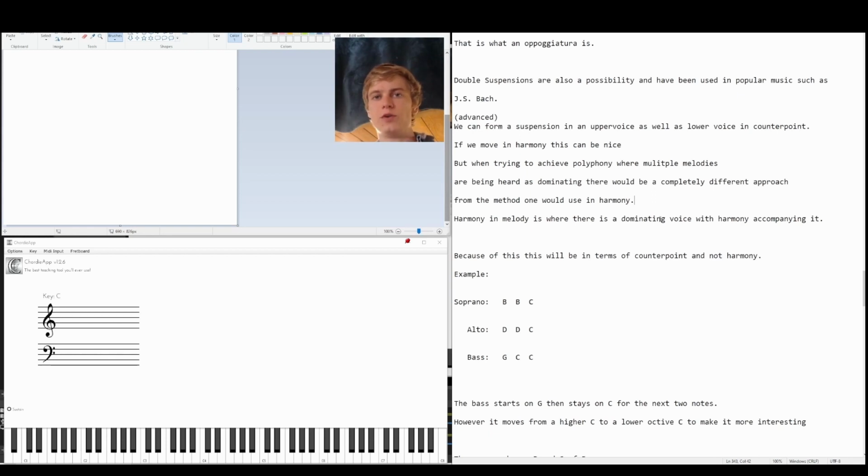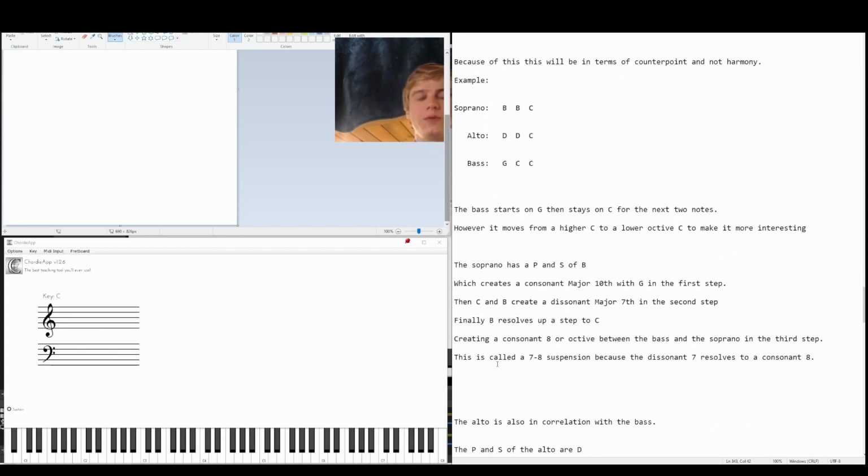While in counterpoint, you're going to have two different voices that are both dominating, and you're hearing them both as the dominant voice. There's not one voice accompanying another. They're both their own voices playing their own separate melodies. And because of this, this is going to be in terms of counterpoint and not harmony.